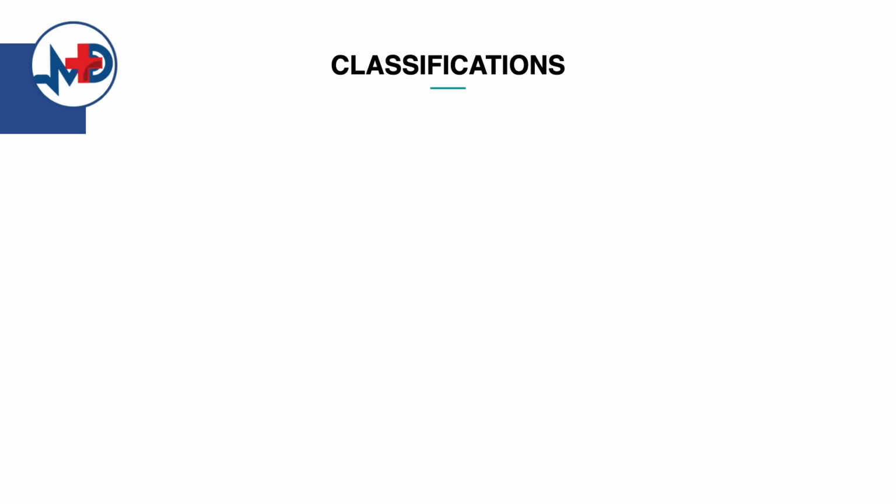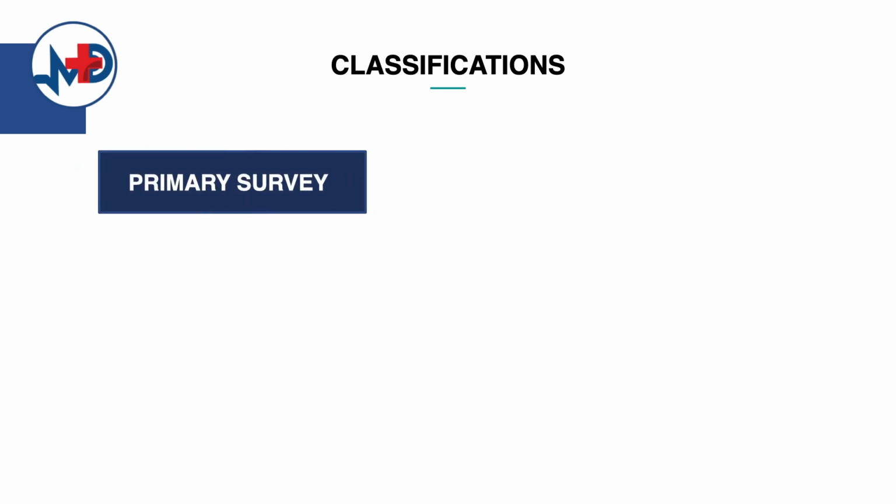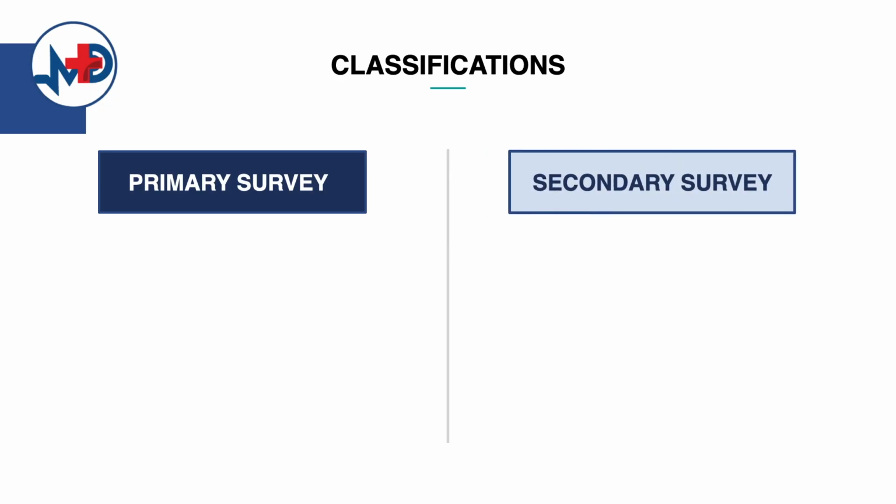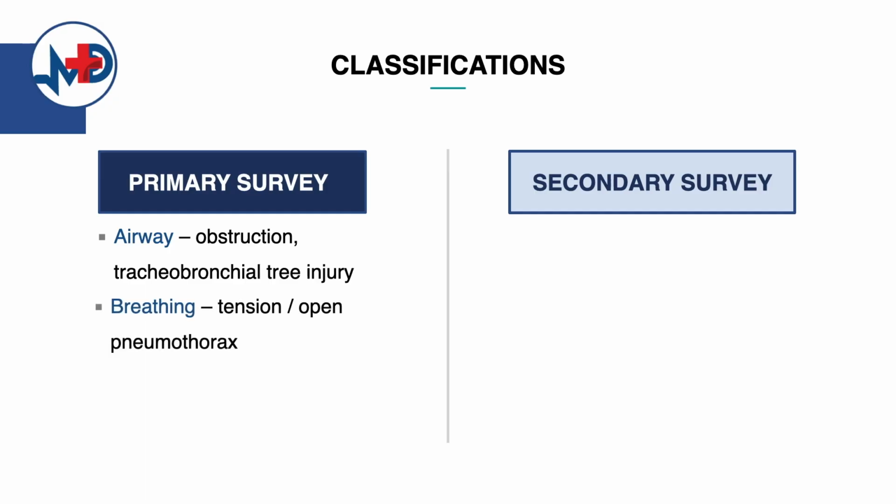Alternatively, to be more specific, chest trauma can be largely classified as immediately life-threatening, which is picked up during primary survey, or potentially life-threatening, which is seen in secondary survey. For primary survey, examples of immediately life-threatening conditions can be looked at in terms of airway, breathing, and circulation. In the airway assessment, look for any airway obstruction or tracheobronchial tree injury. Next, for breathing, check for any tension or open pneumothorax. And finally, in terms of circulation, look for any massive hemothorax, cardiac tamponade, or traumatic circulatory arrest.